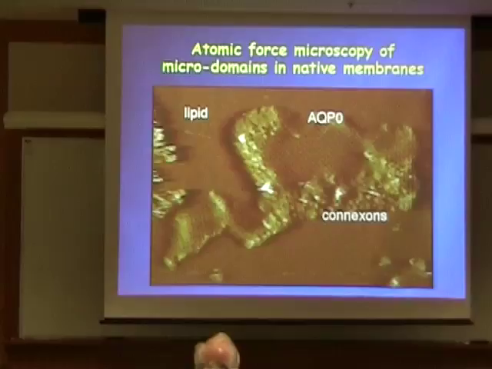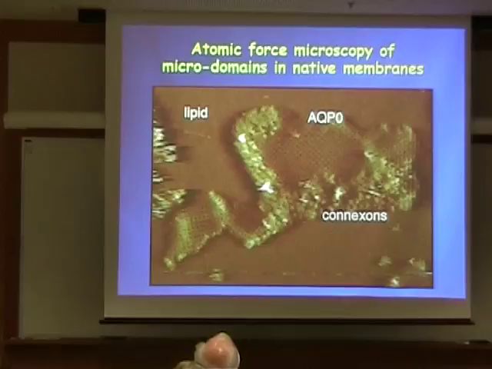And what is very nice is that these are mixed junctions, because you have AQP0 junctions in the middle, and these are surrounded by this rough looking stuff, which is actually gap junctions. So you have these mixed junctions, and what Simon's poster did is to zoom into this area and get a high resolution topograph.